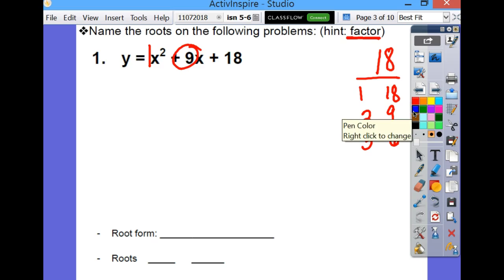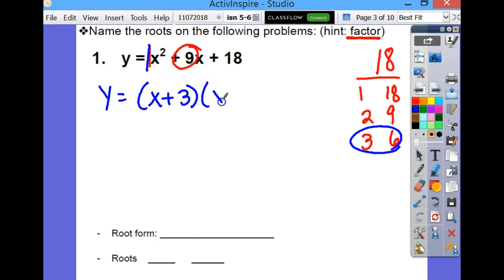Can you find any factors? These factors right here would add up to give you 9. Since the A is equal to 1, I can use the shortcut factoring. You can use the long factoring. You will get exactly the same answer. That is in factored form. That is the same thing as root form. Root form and factored form are the same thing.